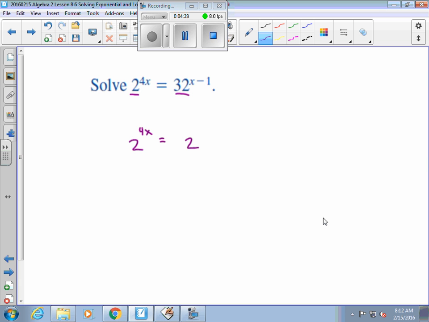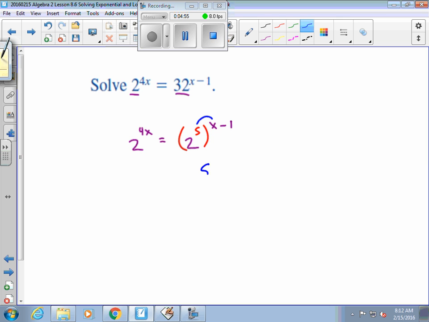Again, look at your chart. Just on the left, go to 2, and scroll over to the right until you hit 32. That's 2 to the 5th power, which is the same thing as 32. 2 to the 5th power, and it's still being raised to the x minus 1. So distribute it.